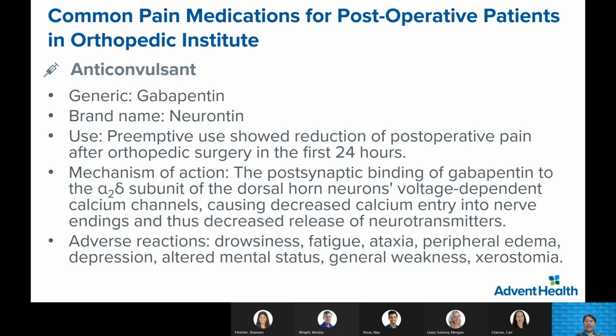It showed the efficacy of preemptive use of gabapentin on reduction of post-operative pain in the first 24 hours after lower extremity surgery. Its primary use is for control of seizures and to relieve pain from shingles in adults and other nerve pain. So going back to the study, they found that if you use gabapentin or Neurontin before the surgery, it actually reduces pain afterwards in the first 24 hours. The adverse reactions are drowsiness, fatigue, ataxia, peripheral edema, depression, altered mental status, generalized weakness, and xerostomia.